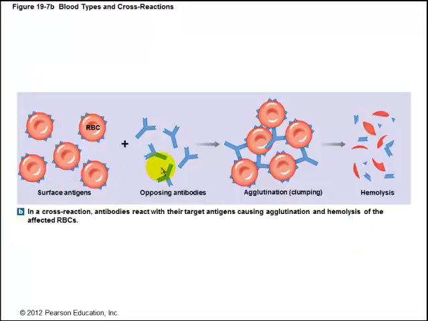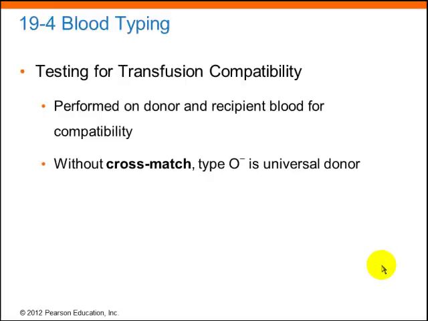So here you see when you have the antigen-antibody reaction, it's called agglutination. The cells literally clump up, and then that marks them to be hemolyzed. So we always test for transfusion compatibility, and if we don't have blood that is the right type, then you can always give type O because it has no antigens, and type O negative is even better.